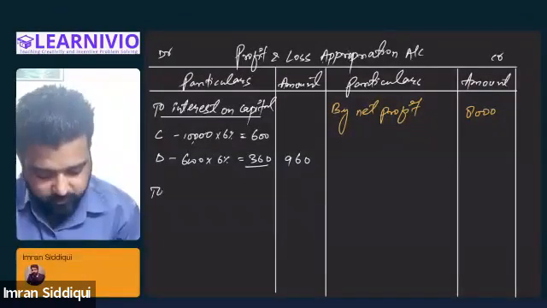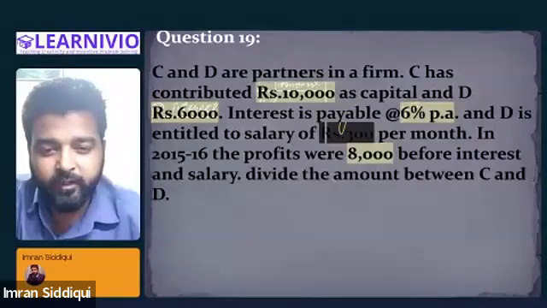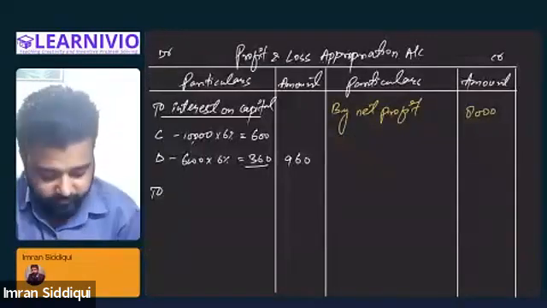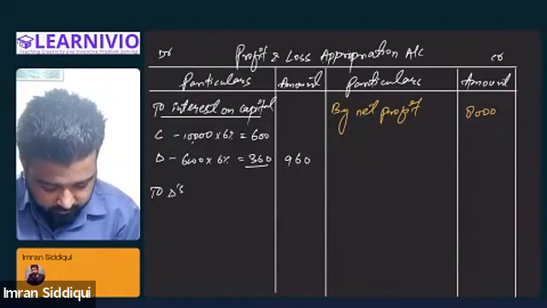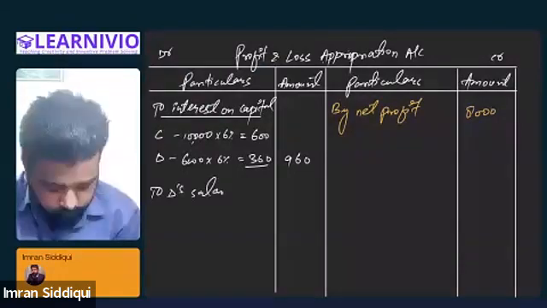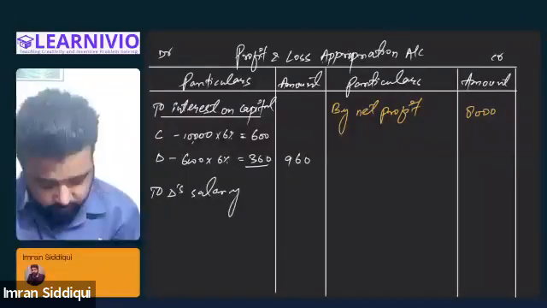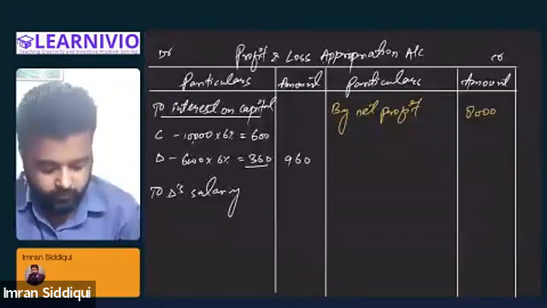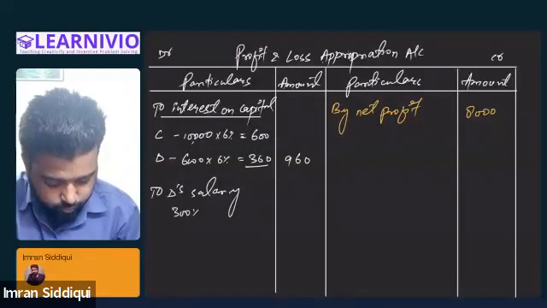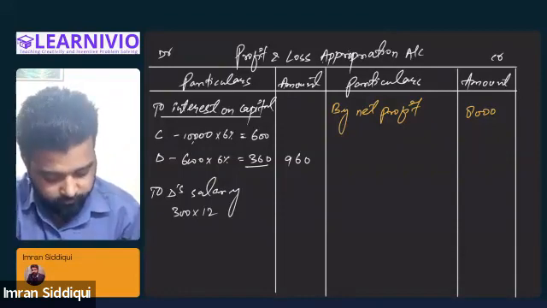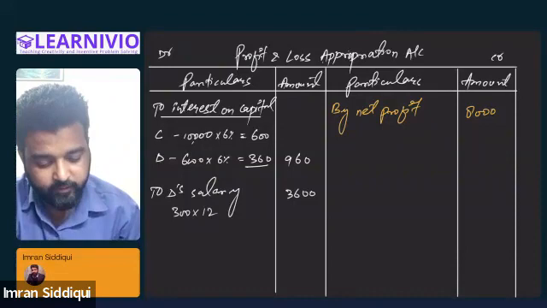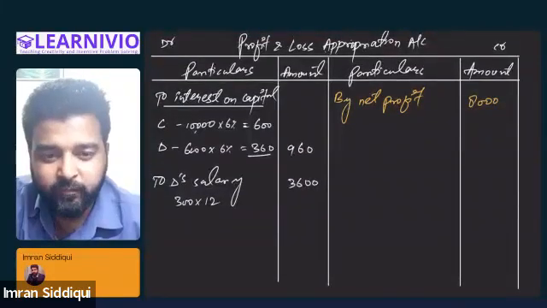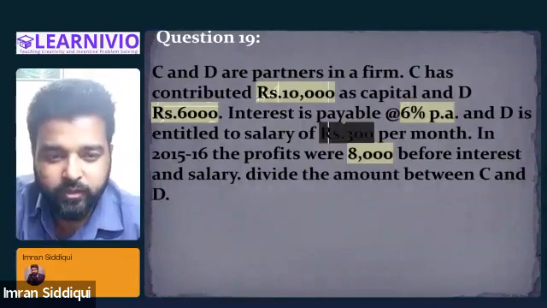Then apart from this, the question is saying that D will also be getting a salary, right? So D's account will be credited by salary. D will be getting a salary of 300 per month, which means 300 into 12. 300 per month for 12 months will be 3,600. Right? And no other expenses and information on income is given in the question apart from this. So that is it. We don't have to do anything else.